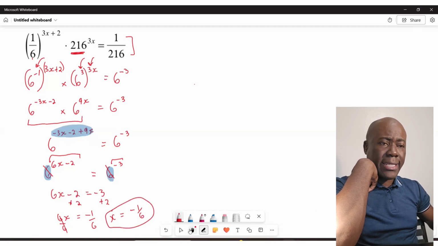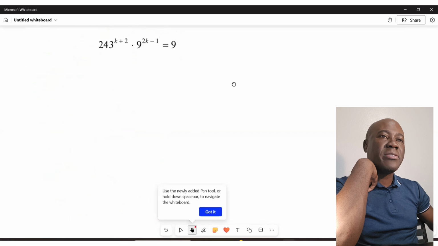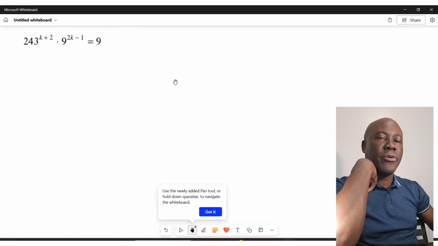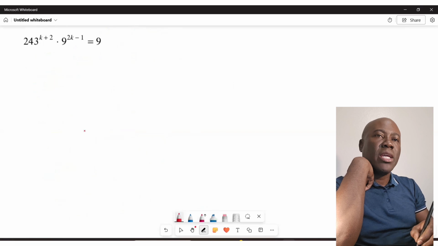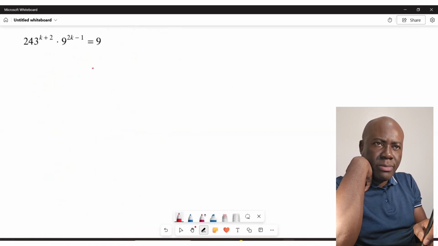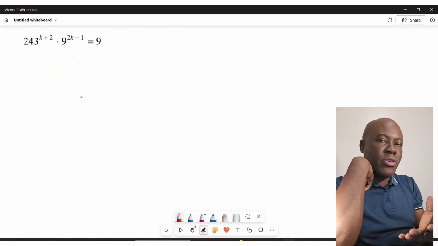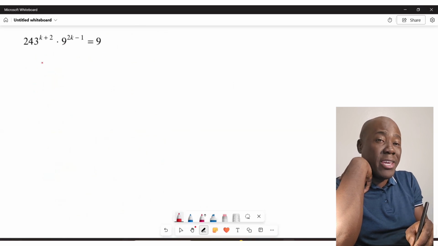Let us take a look at another problem. In this case, we have 243 raised to k plus 2, times 9 raised to the 2k minus 1, and this is equal to 9. Now we're going to try to represent everything in the same base, and we're going to use a base of 3 to facilitate everything.